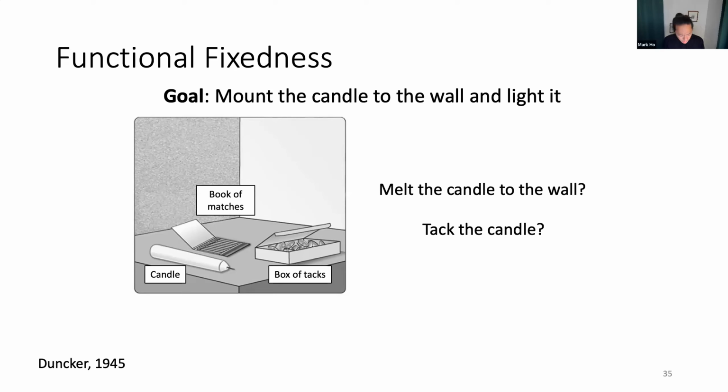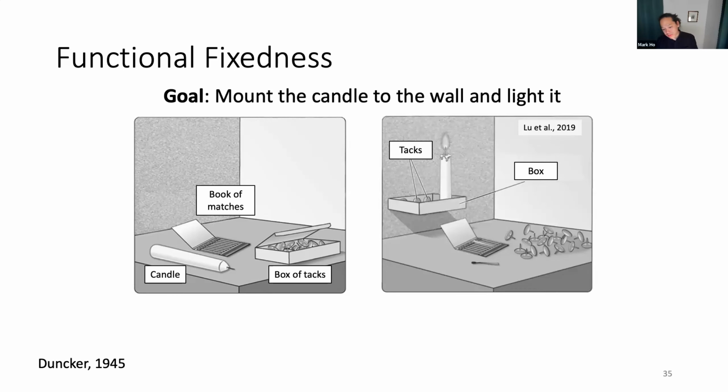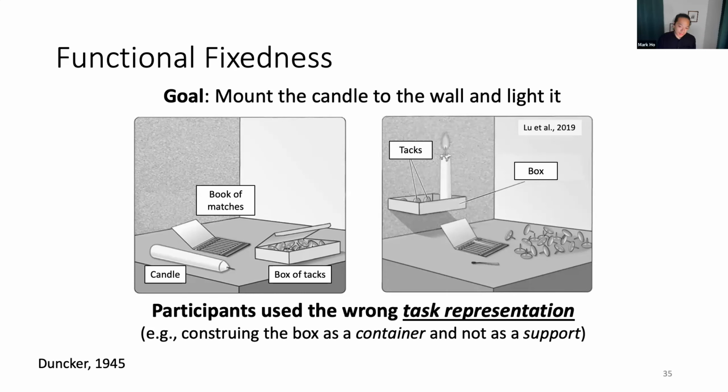When you give this to people, they tend to try things like melting the candle to the wall or trying to tack the candle to the wall. Neither of these things works because the candle is made of wax, or it's too heavy to melt to the wall. The solution is actually to take the box, empty it out, tack the box to the wall, put the candle in the box, and then light the candle. A lot of people don't get this answer, but when they're shown this solution, it clicks into place.